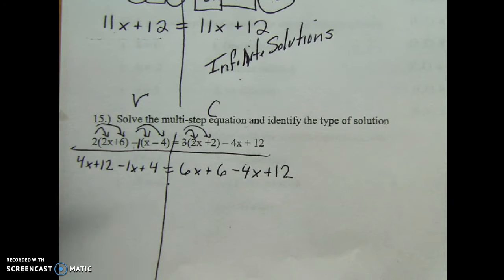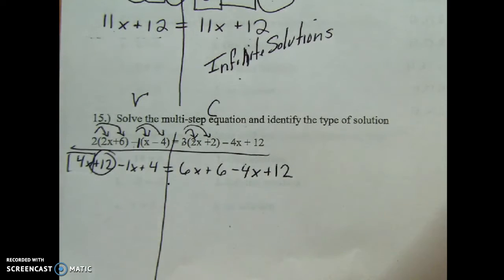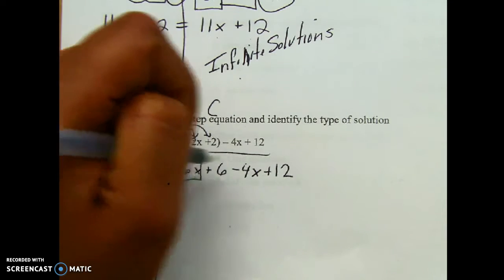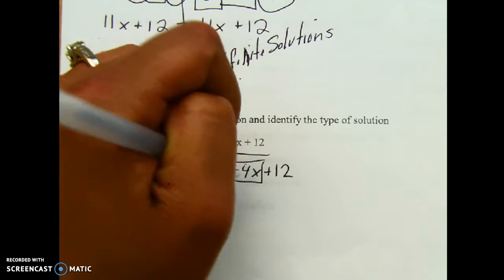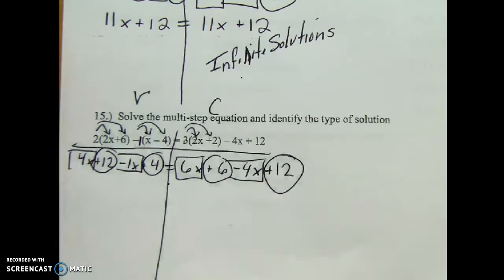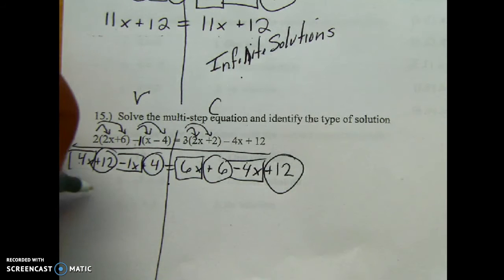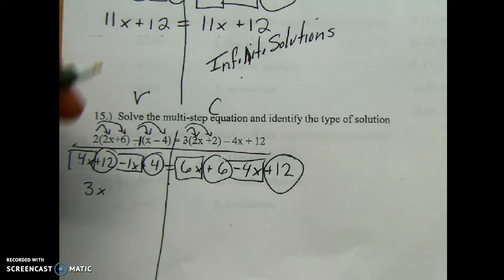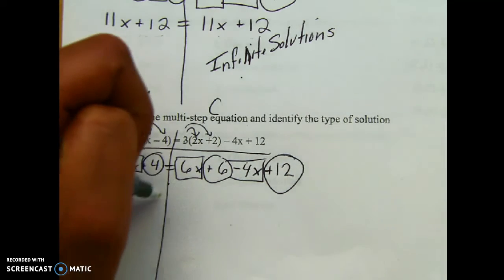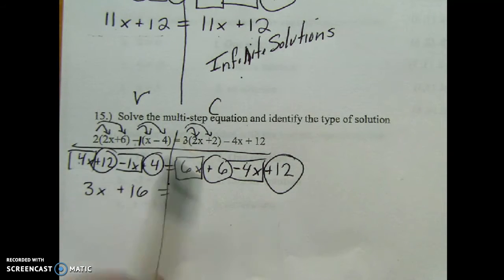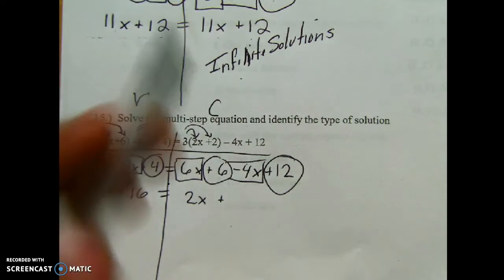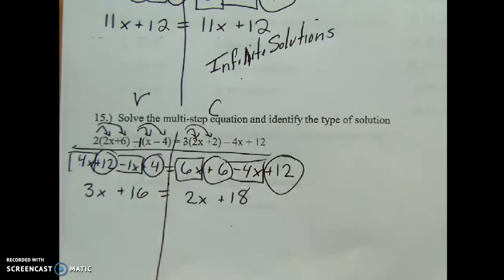Now I'm going to combine like terms by circling and boxing. Boxing my variables, circle my constants. And combine like terms. 4x minus 1x will give me 3x. 12 plus 4 is going to give me 16. Equals 6x minus 4x is 2x plus 18.